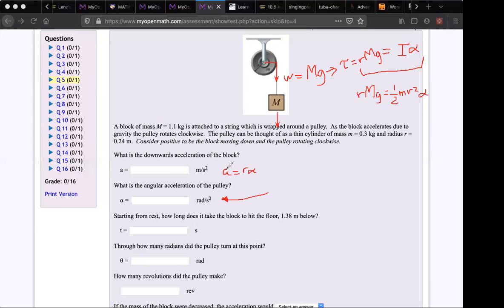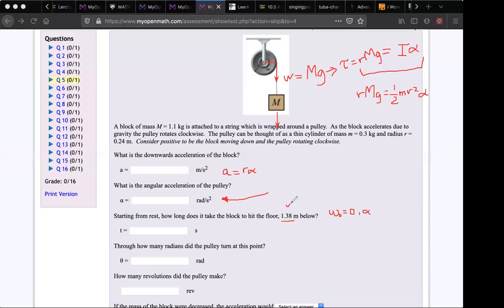Then you can use a kinematic equation with acceleration and calculate the time, because you know the initial velocity. You know the initial angular velocity is 0. You know the acceleration alpha. And let's see, what else do you know? Oh, you know the distance. Here we go. So you know the distance that it travels. That's kind of like X or Y or something like that.